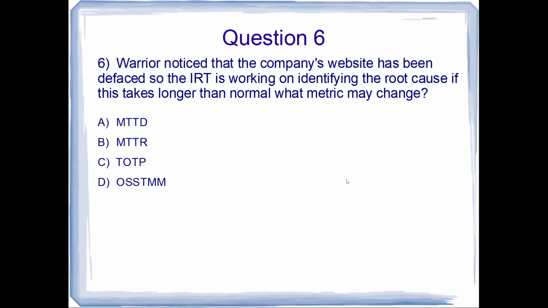Warrior noticed that the company's website has been defaced, so the IRT is working on identifying the root cause. If this takes longer than normal, what metric may change? Is that the MTTD, the MTTR, the TOTP, or the OSSTMM?